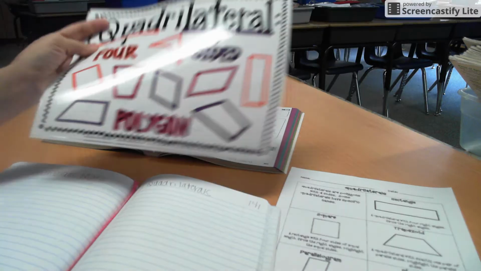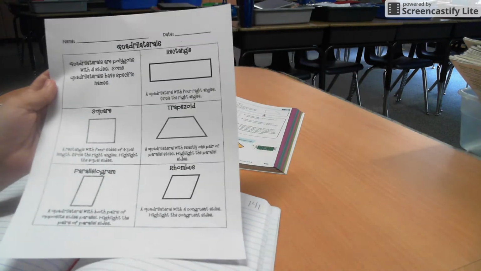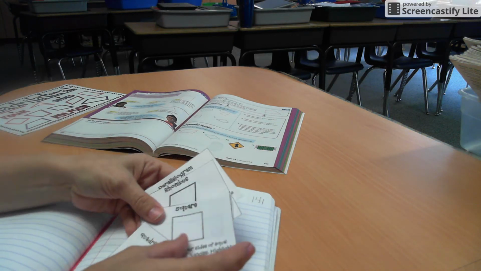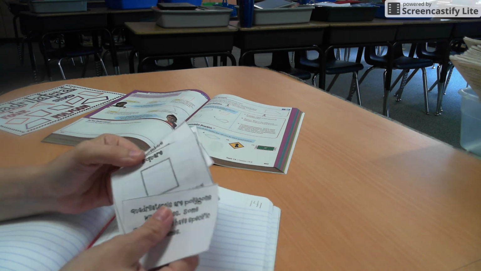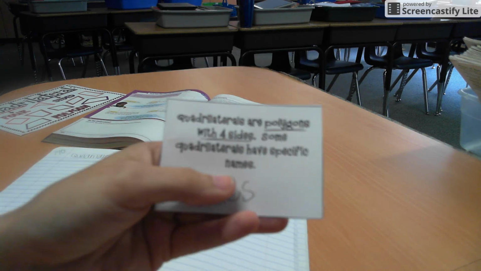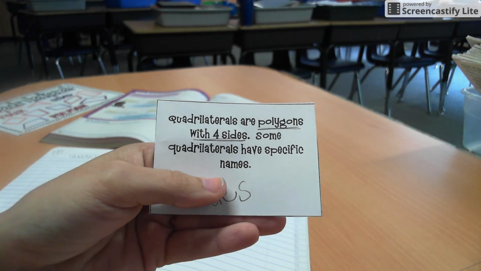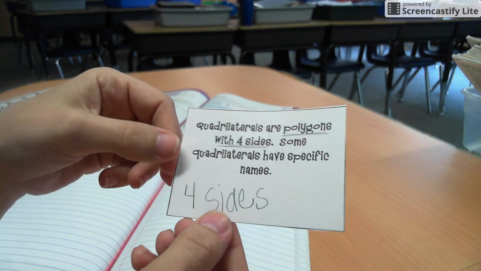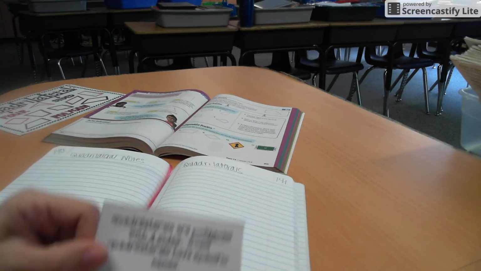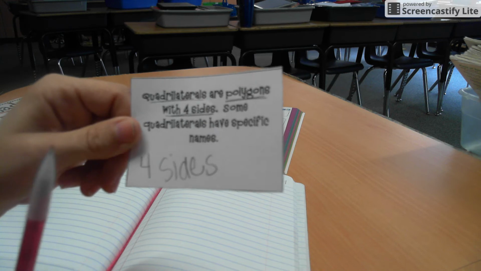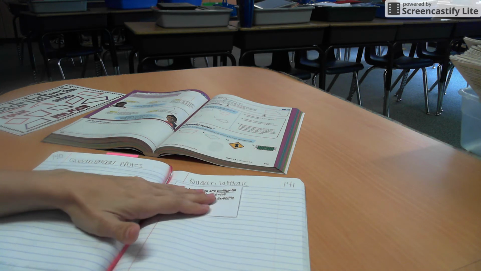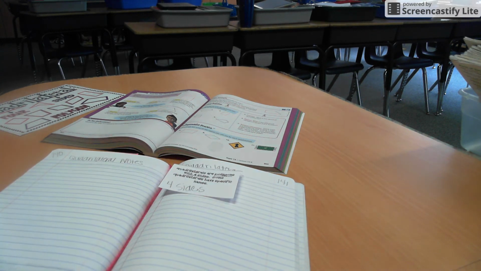So let's get our sheet. I forgot you're also going to need some scissors and glue, so go get that real quick. Okay, so the first thing I want you to do is take the sheet that I gave you and cut out each one of the squares. The first one we're going to start with says quadrilaterals are polygons with four sides. Some quadrilaterals have specific names. The most important part is four sides. So I want to take that one and we're going to glue it down first on 141. So go ahead and do that now.